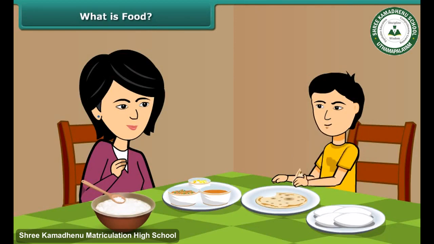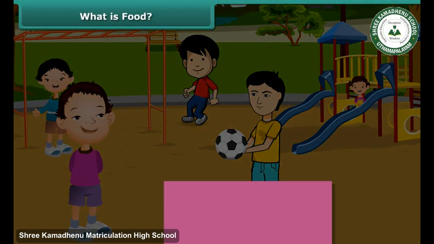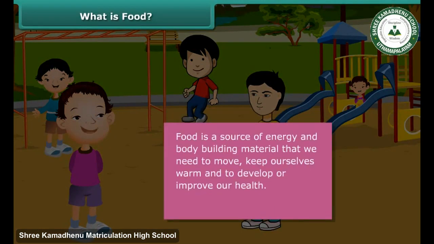Friends, we get excited when our mother cooks delicious food for us like dal, roti, sambar, idli, rice, etc. You might have noticed that after having food, we feel energetic and can perform various activities. Do you know the reason behind this? Food is actually a source of energy and body-building material that we need to move on, keep ourselves warm, and to develop or sustain and improve our health. Thus, food acts like a fuel to our body, and we cannot survive for long without it.